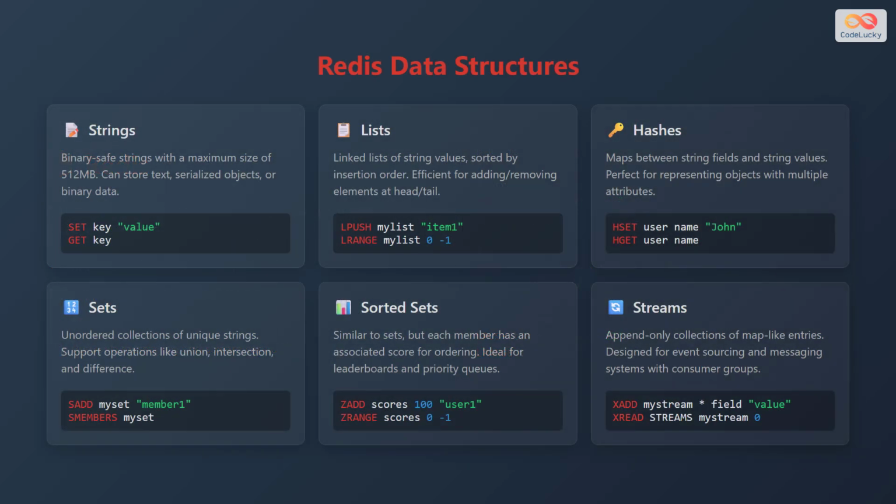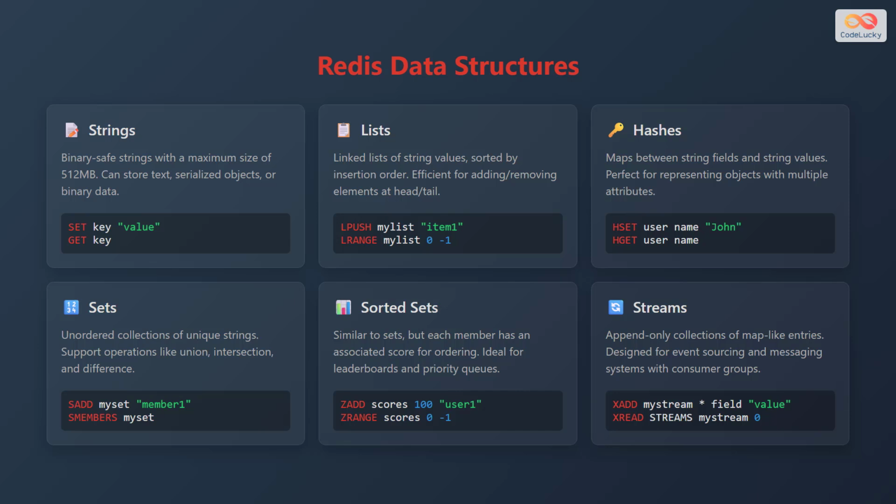Now let's explore the different data structures that Redis offers. First, we have strings. Strings in Redis are binary safe and can store up to 512 megabytes of data. You can use them to store text, serialized objects, or any kind of binary data. Example: set key value, get key.